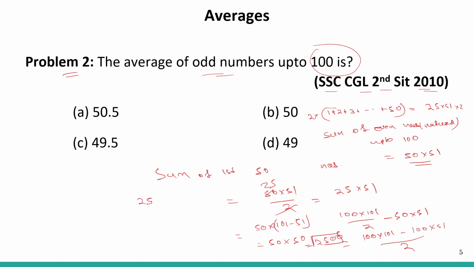So 2500 by 50, because there will be 50 natural odd numbers. So 50 will be the correct answer here. 49, 49.5, these are all wrong solutions.